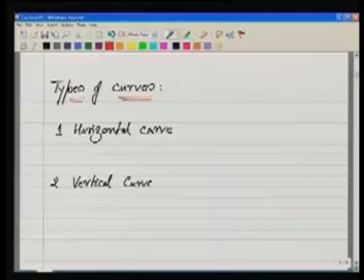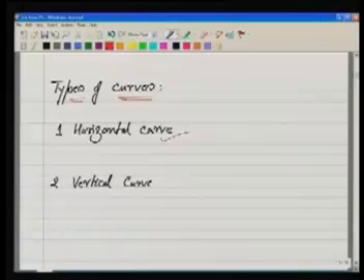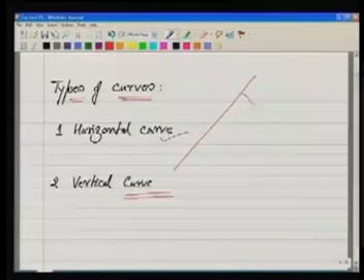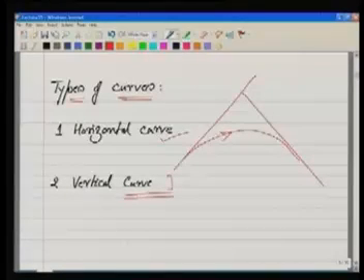Well, the very first type is horizontal curve. Horizontal curve means the change in direction is in the horizontal plane. The other possibility is vertical curve. In case of horizontal, these two lines are horizontal and this is how we need to introduce a curve in the horizontal plane.